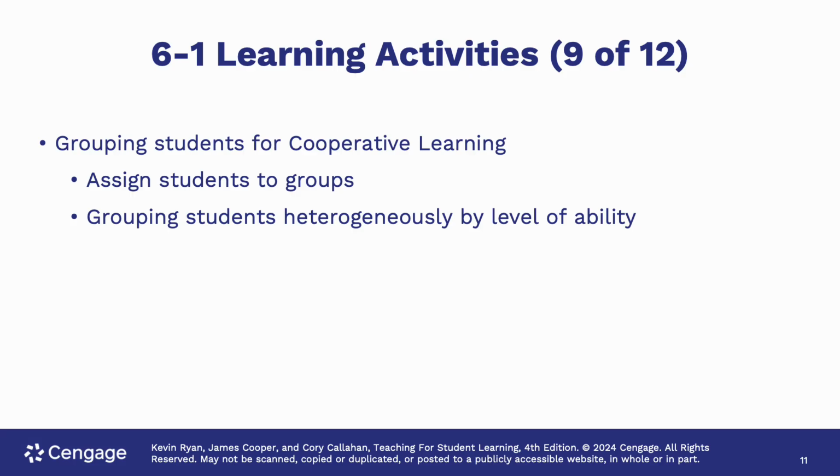When you're grouping students for cooperative learning, you may do it several different ways. You may allow students to pick their own groups. You may assign students to groups. You can group them heterogeneously by level of ability. When I assign group projects, and I almost always assign the students myself, I will look through and try not to have all of the A+ students in one group and all the students who are struggling in another group.